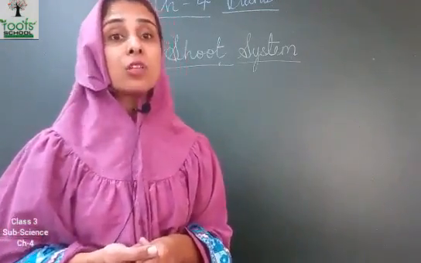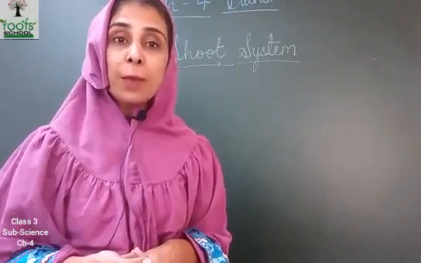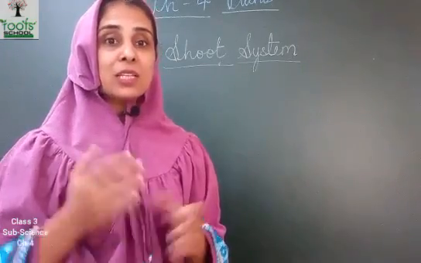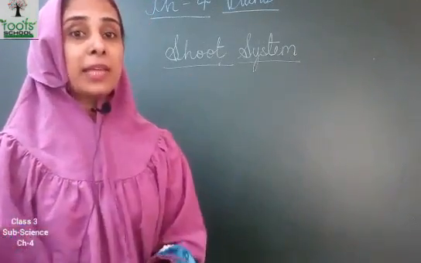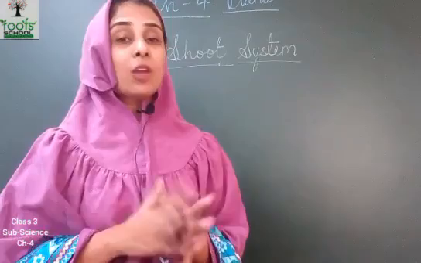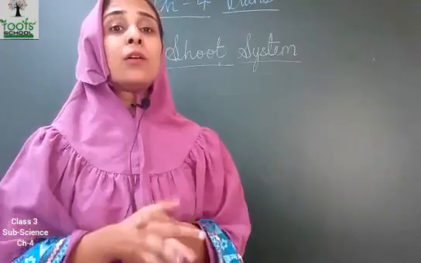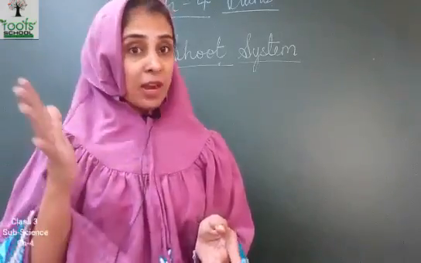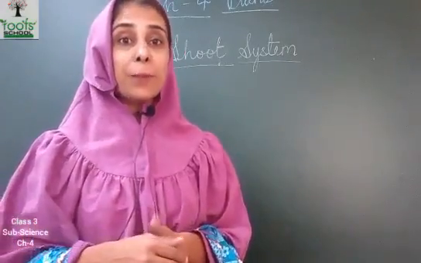Now why is it the main part of the shoot system? Because of the functions of the stem. So what are the functions of the stem? It supports the plant. It is the main part of the plant. It keeps the plant upright, straight, towards the top. Now when the plant is small and a very strong wind is blowing, what happens at that time? It will smash the plant. But if the stem is strong, it won't let the plant fall off.